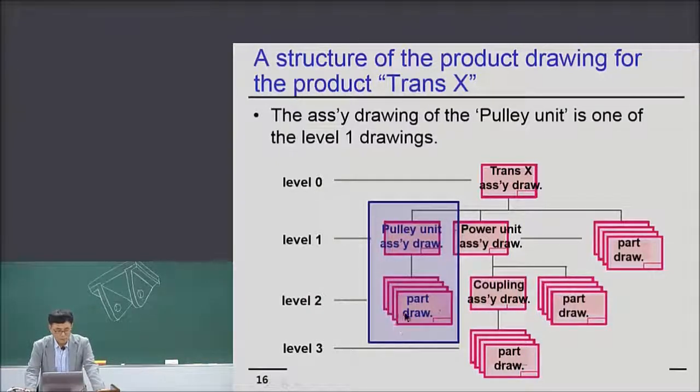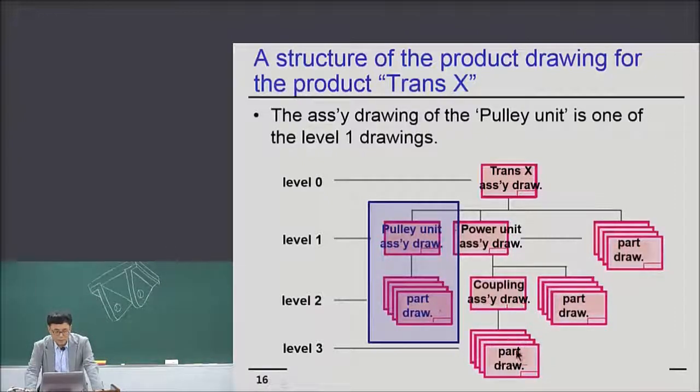Then there is no more level 3 for the pulley unit, since in level 2 there is no assembly drawing, only parts drawing. So it ends at level 2. The power unit assembly drawing has one coupling assembly drawing and parts drawing.